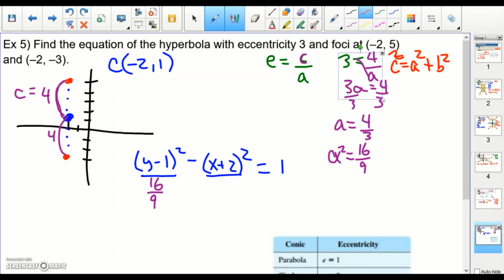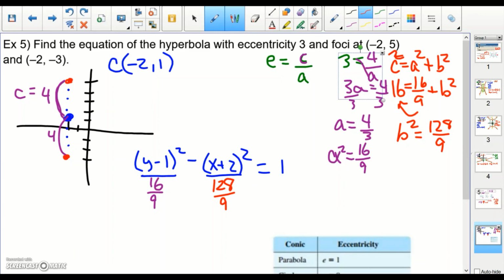C squared, 4 squared is 16, equals a squared, that's your 16 over 9, plus b squared. So we need to solve this, so subtract that 16/9 over. You've got to do 16 minus 16/9. I'll let you do that on a calculator. 16 minus 16/9 is 128/9. So you could do the square root and find what b is, but actually I don't really care what b is. I need the b squared value. B squared is 128 over 9, and that's what goes on the bottom of that fraction.